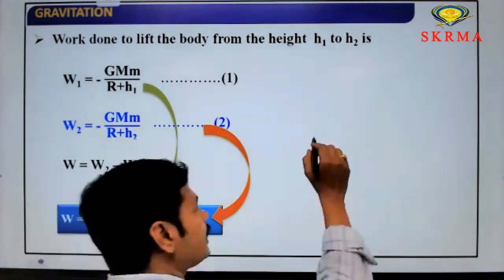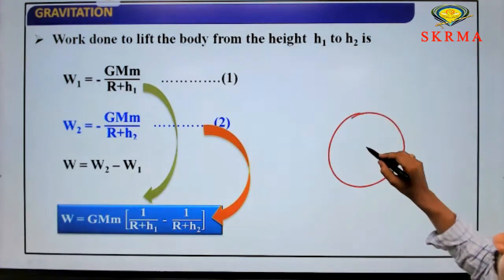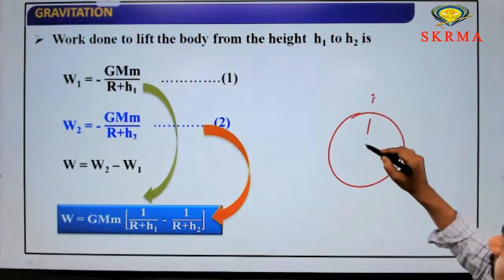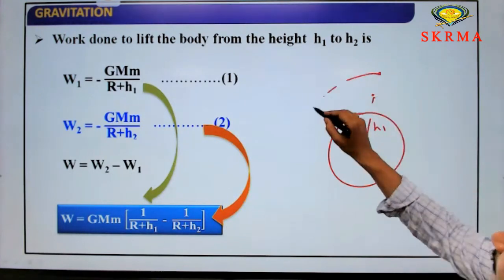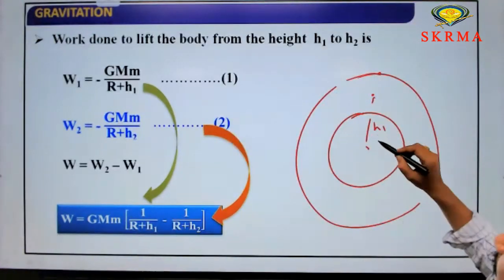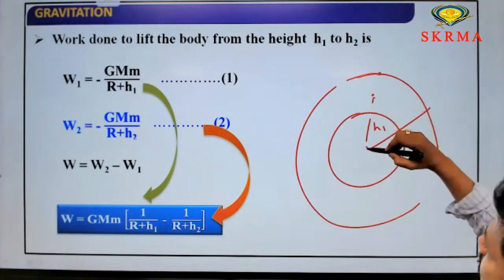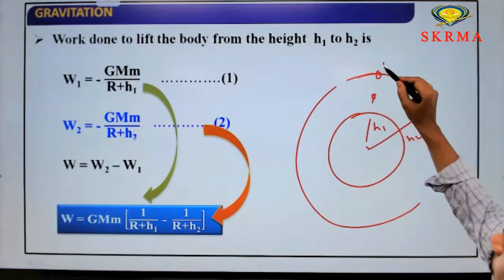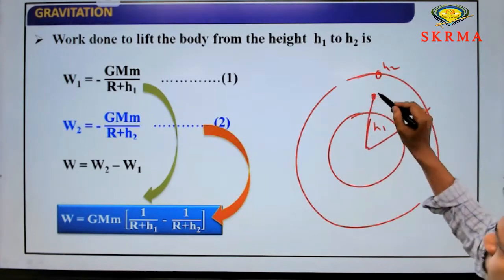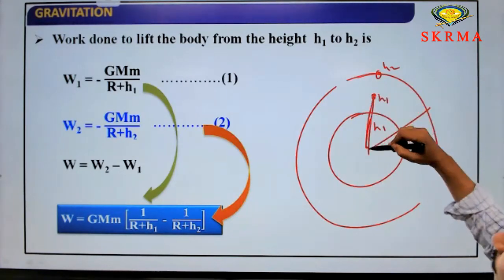Here is some height h2. This is the Earth surface. The initial object is at h1. If you want to move it to h2 height, this is h1, this is h2.